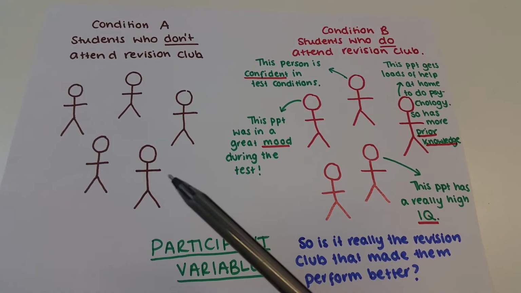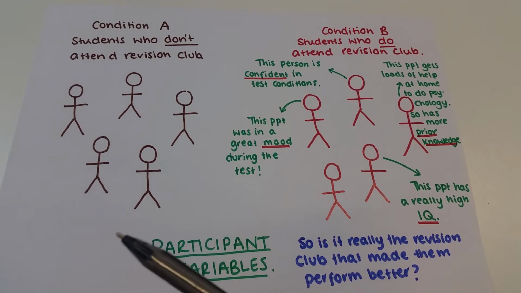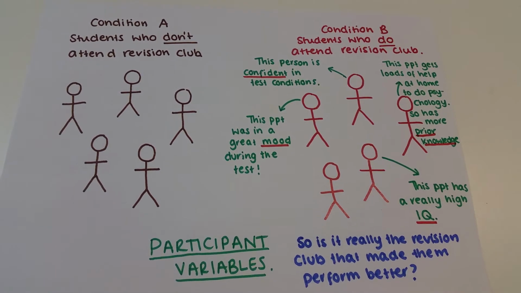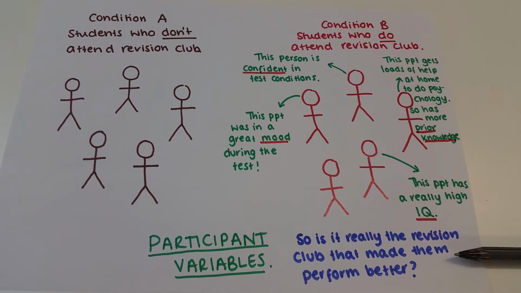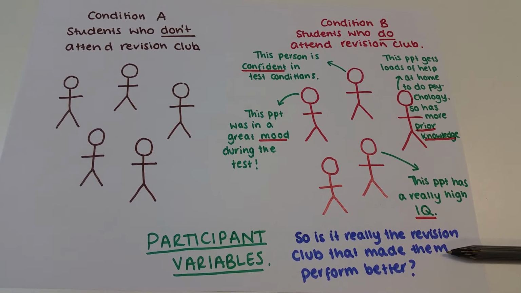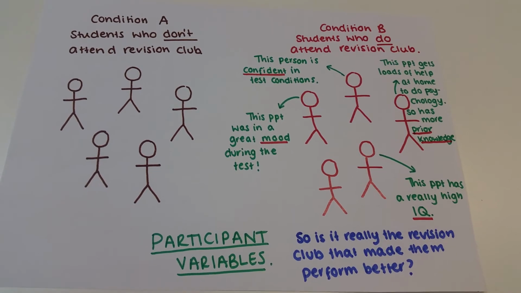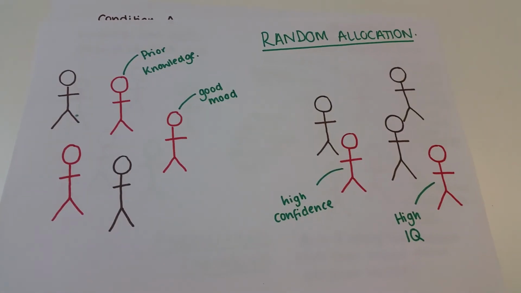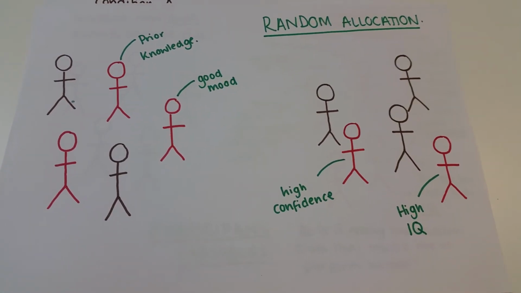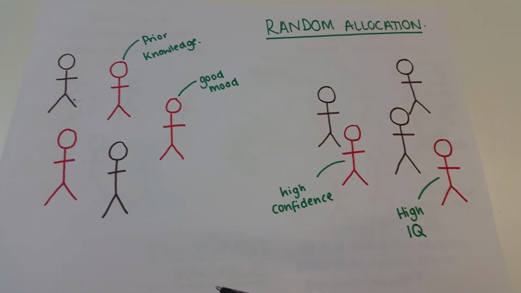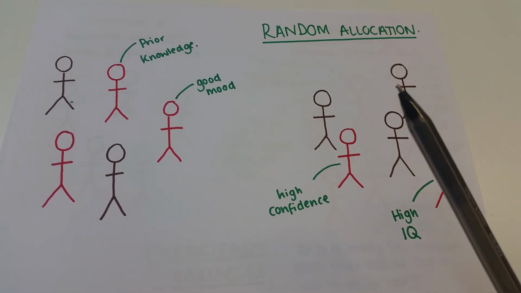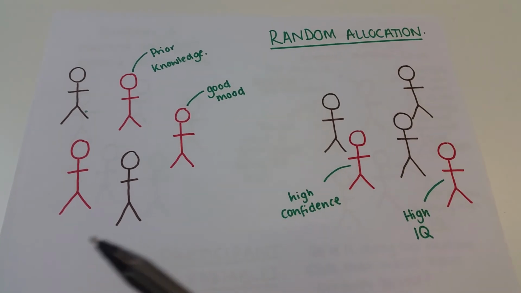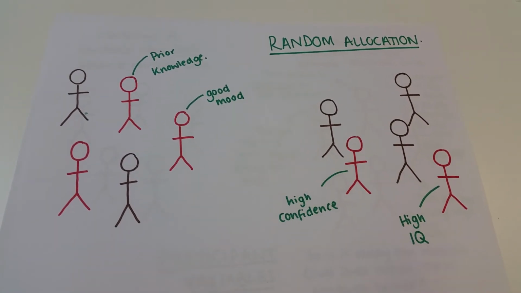So they've done poorly, but it's not because they didn't attend revision club. It's because they already had those participant variables that were affecting the results. That means that we can't really say that revision club is the thing that made those participants perform better. It may have been participant variables. Now, if we wanted to control participant variables, what we can do is we can use random allocation. So what that means is, rather than splitting the group and having that happen, what I do is I randomly allocate participants to each of those conditions.